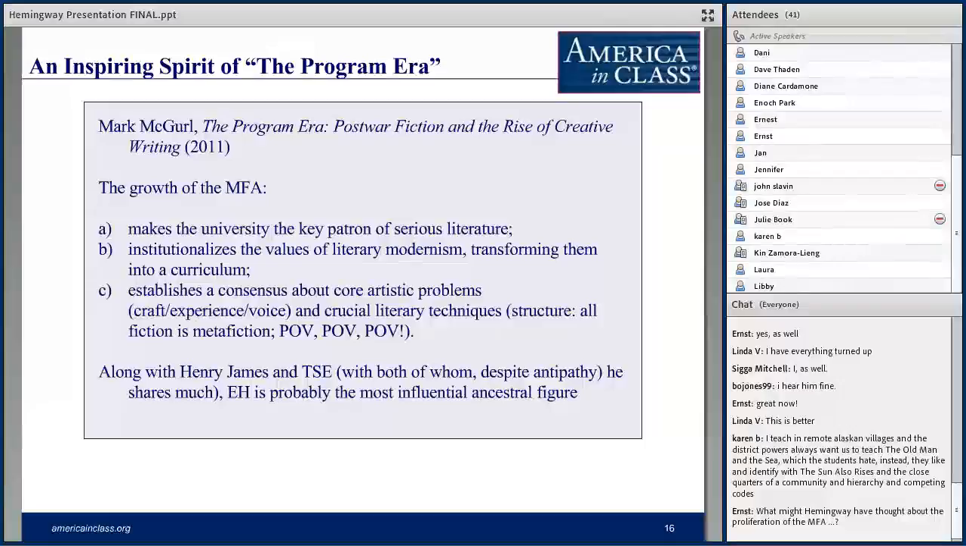What they're good for is establishing a kind of consensus about attitudes towards literary art and a sense about what the key problems of literary art are, most especially the balance among craft and experience and sometimes voice, and a concern with literary technique. In particular, the emphasis on structure, on the idea that all fiction is in some ways commenting on the writing of fiction, and most importantly, an obsession with point of view. If there's one thing that the MFA program tells people to care about intensely, it's point of view, point of view, point of view. And Hemingway is the guy who helps to make this all make sense.